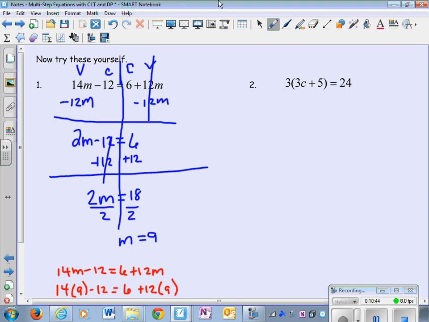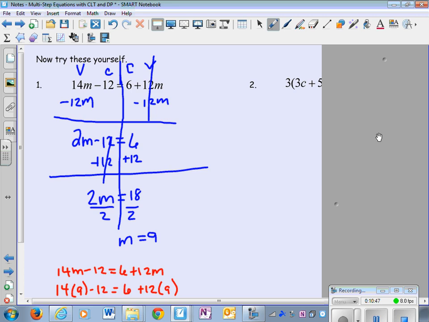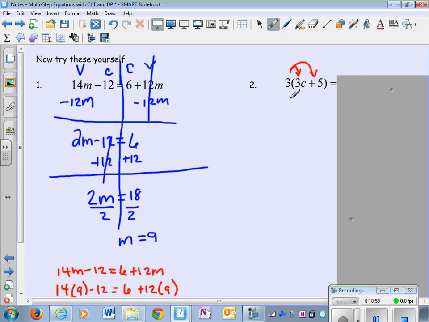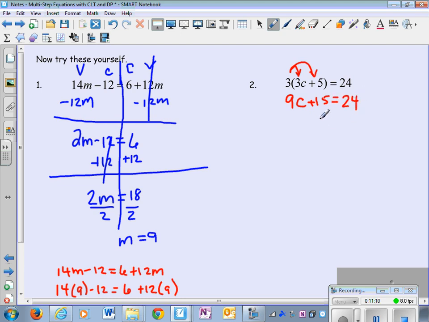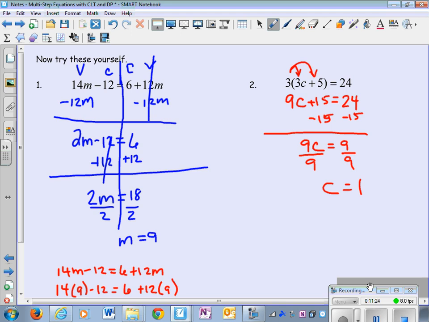On the right-hand side, number 2, you can see that the left part of that equation is not simplified. So if I cover up the right side and just focus here, I can simplify by distributing 3 to get 9c plus 15. And then the right side is already simplified, so I'm just going to rewrite equals 24. Subtract 15. 9c equals 9. Divide by 9. Again, c equals 1.